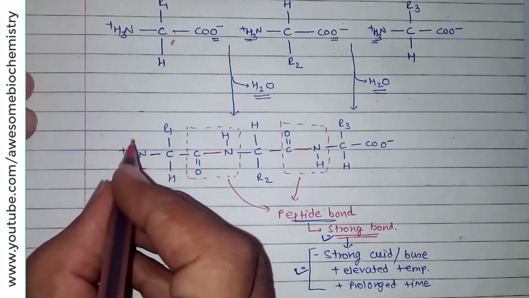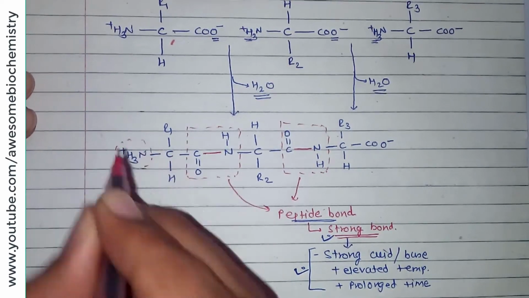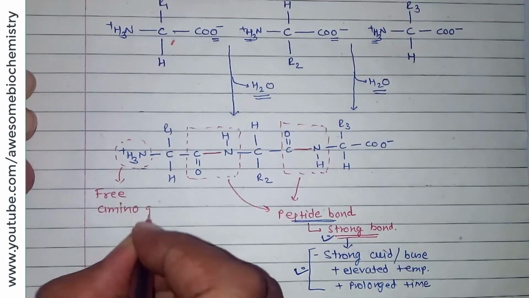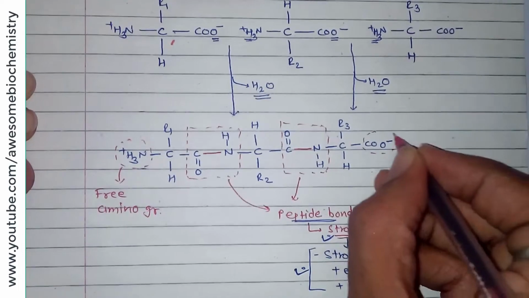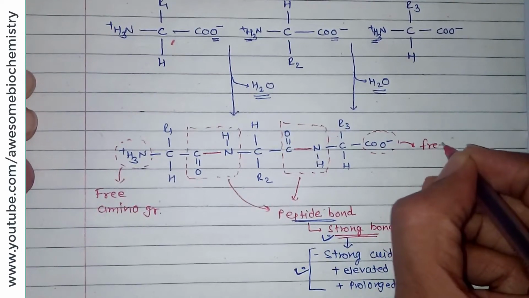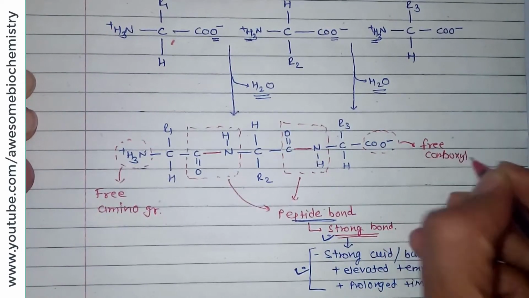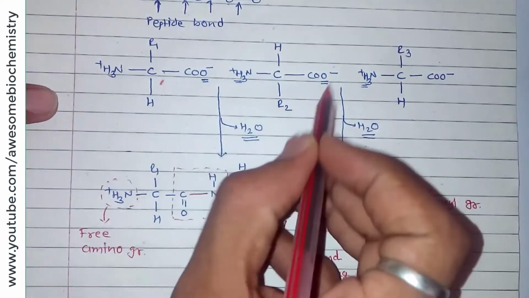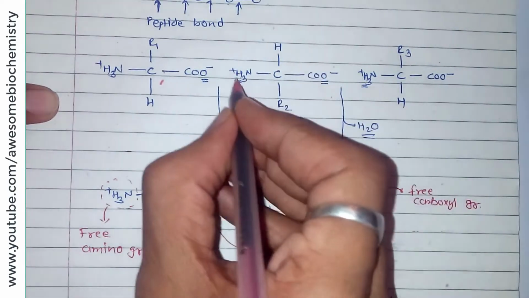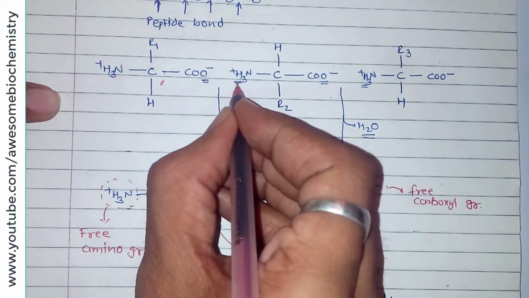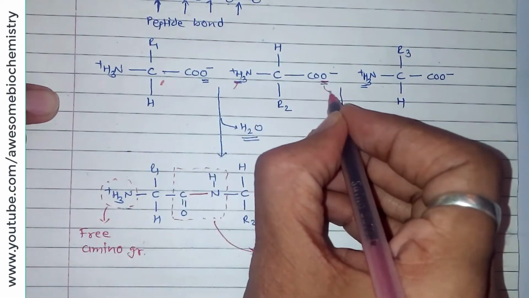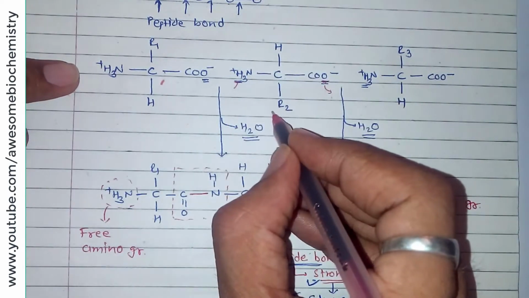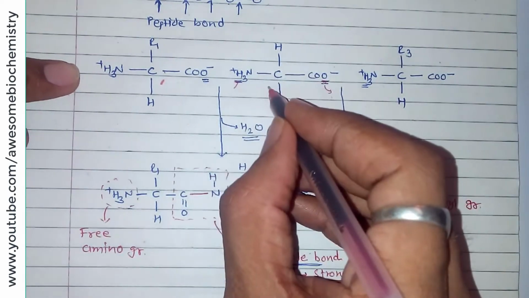Now, on this side we have a free amino group, and this is a free carboxyl group. Now, focus on this central amino acid. See, in this central amino acid, what is happening? From one side 2 hydrogens are lost, and from the other side 1 oxygen is lost. So, for each central amino acid molecule, 1 H2O molecule is lost.